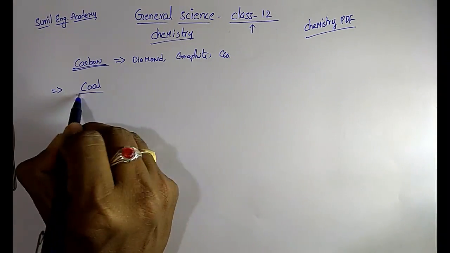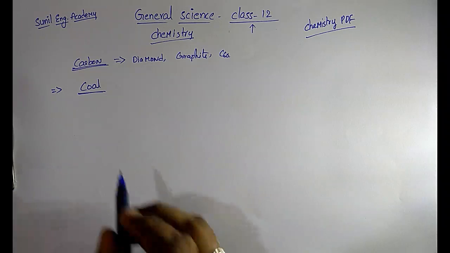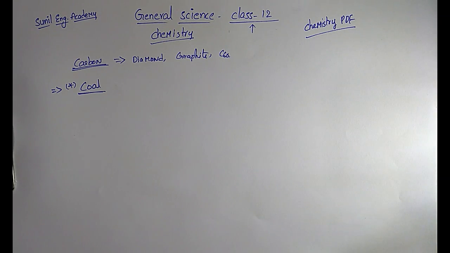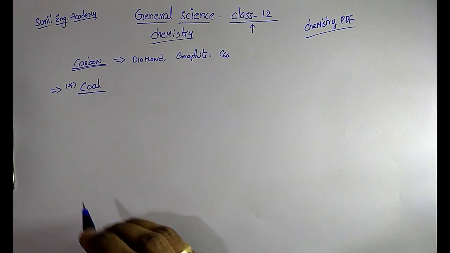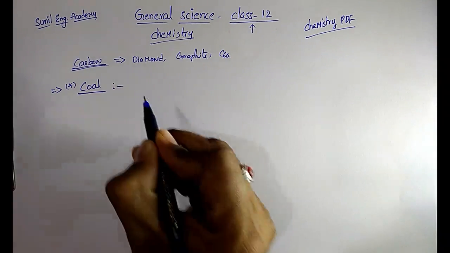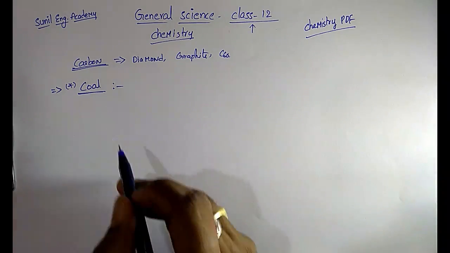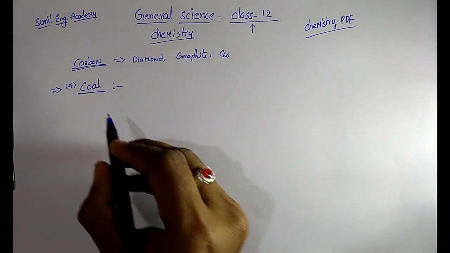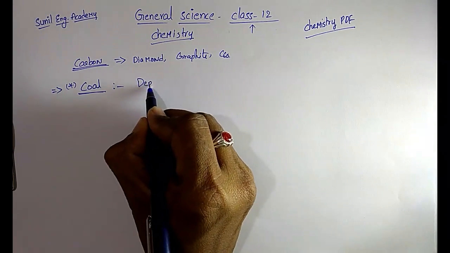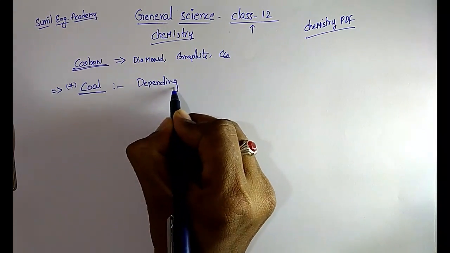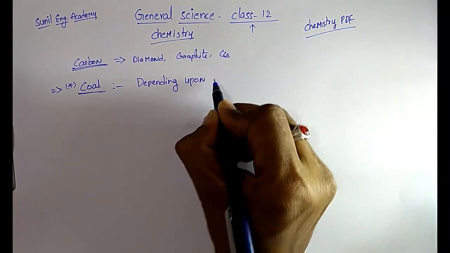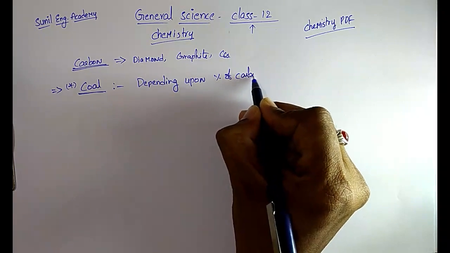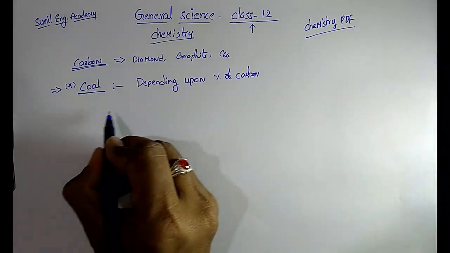In this class I am going to discuss the components of carbon. The first very important compound is coal. We have already discussed this coal in the coal and combustion class, but I want to recall it. We know that depending upon the percentage of carbon, coal is divided into 4 types.